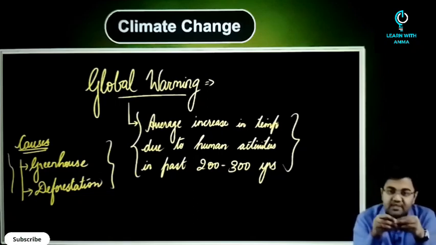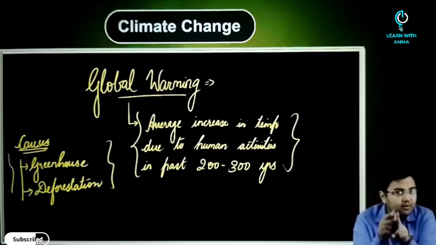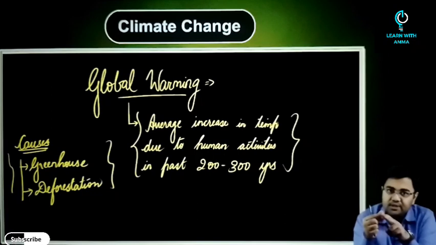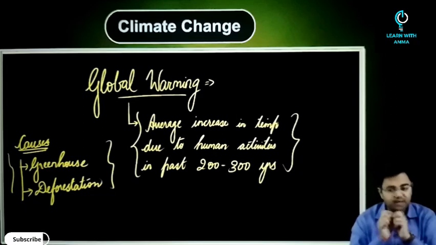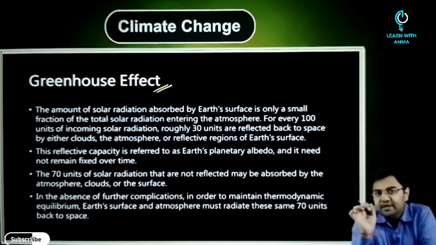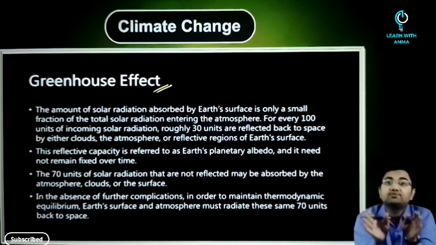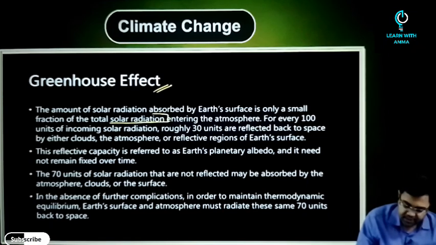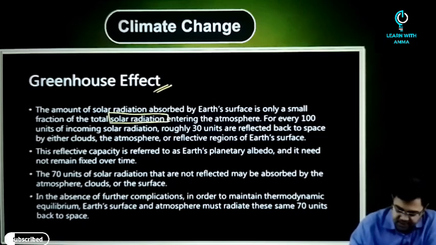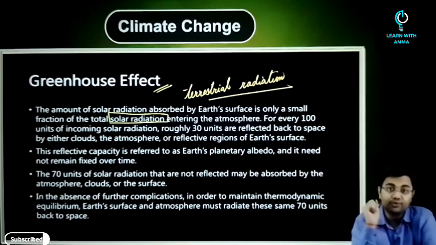Now, when we say greenhouse effect, what is the meaning of greenhouse effect? There are two terms that you'll always see: one is greenhouse effect and the other is greenhouse gases. What do we mean by greenhouse effect and what are greenhouse gases? Let's try to understand that. The average surface temperature of the earth is maintained by a balance of various forms of solar and terrestrial radiation. You have solar radiation and you have terrestrial radiation. Now, what is the difference between terrestrial radiation and solar radiation?